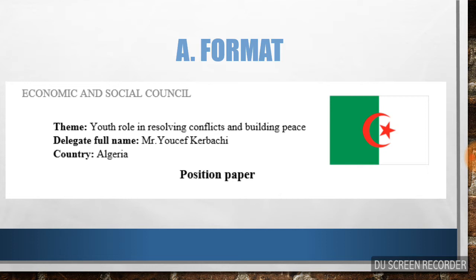Section number 1 has to do with the following information. 1. The name of your committee, ECOSOC, Economic and Social Council. 2. The theme which is going to be entertained in your committee. In the Economic and Social Council context, it is youth role in resolving conflicts and building peace. 3. The delegate's full name. 4. The country you are going to represent. Don't forget to include the flag of your country and the title, position paper.